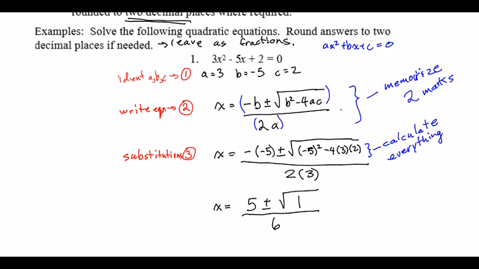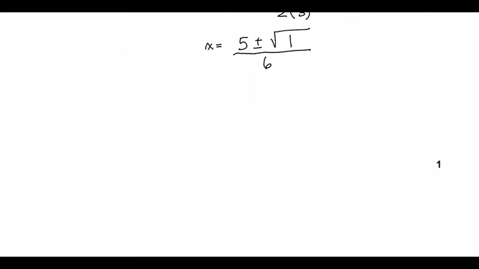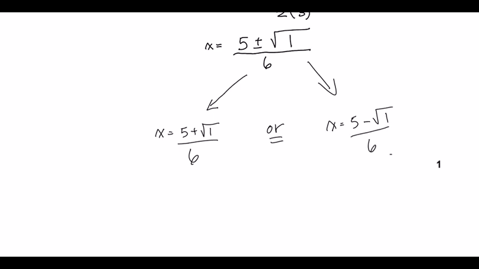So now our problem, because of the plus minus that we started with in our equation, which is right here, is going to split into 2 possibilities. One, where we have x equals 5 plus the square root of 1 divided by 6. Or, for our next solution, we have x is equal to 5 minus the square root of 1 divided by 6.